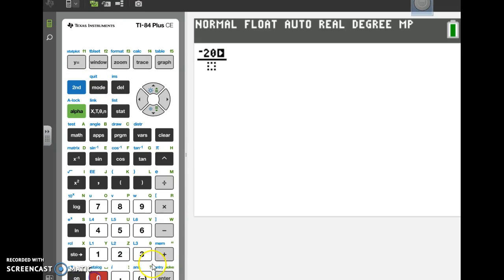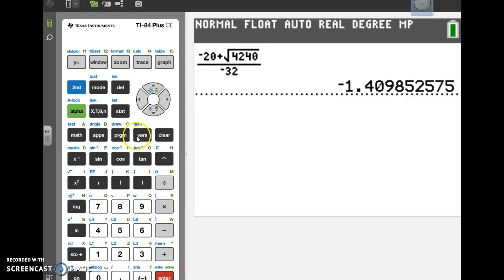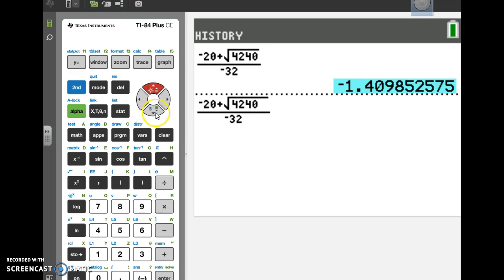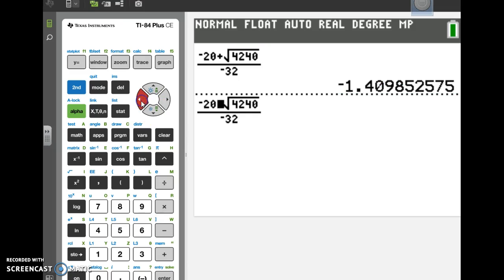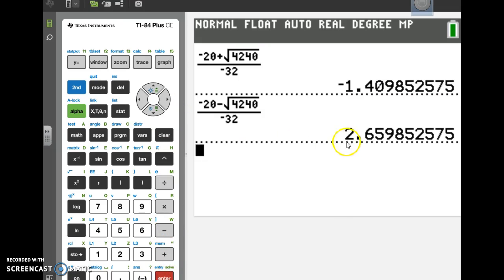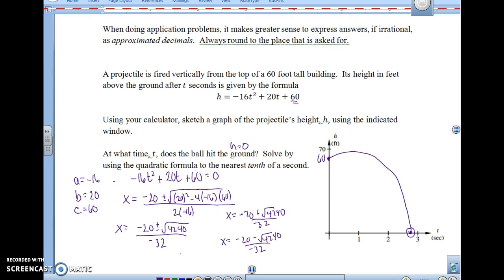Negative 20 plus the square root of 4240 over negative 32, and I get that answer. And then I can go up and grab it and change the plus to a minus. So I just arrow up till I get to where I want to be. So this would be minus. So I get negative 2.7 and negative 1.4 as my 2 answers. So this is negative 1.4, this is 2.7, so I want the positive answer, so it's going to be this one.